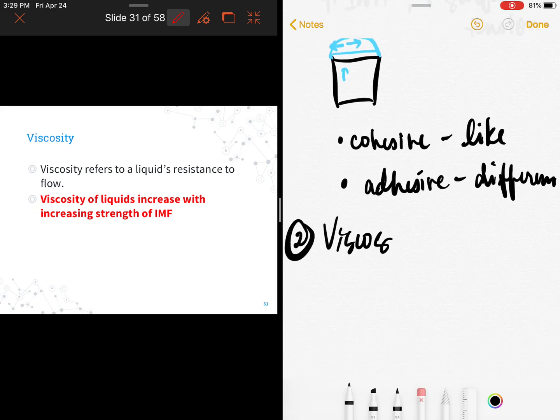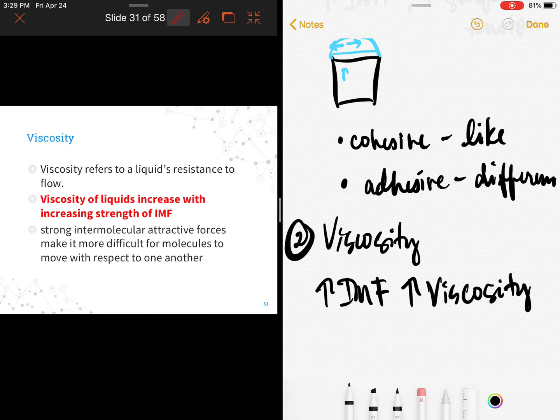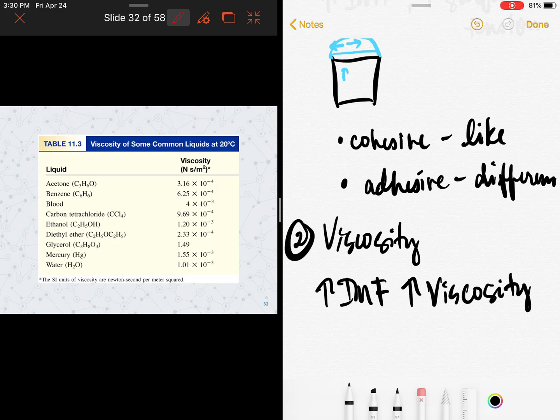So, viscosity ng ating liquids, mas mataas yung intermolecular force ng ating molecules, mas mataas din yung viscosity nila. Ibig sabihin, mas hindi sila nagfo-flow. They are more viscous. Strong intermolecular attractive forces make it more difficult for molecules to move with respect to one another, no? So, hindi basta-basta nakakapag-slide yung ating liquid molecules with each other kasi nga, strong yung ating intermolecular force, no? Mas strong yung ating bonding. Okay, so these are just the values for viscosity for different liquids.